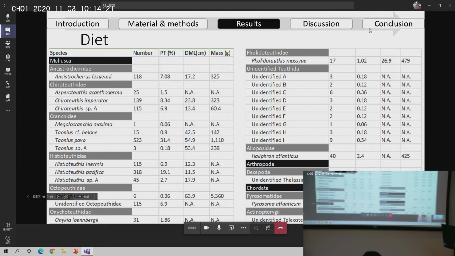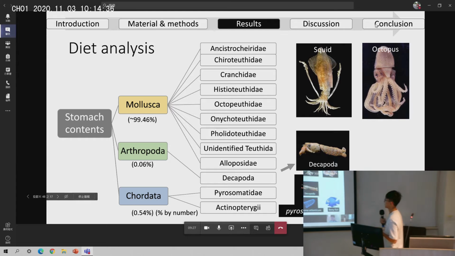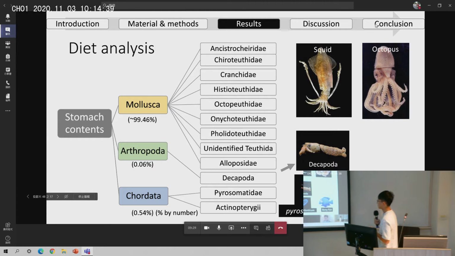The results of the diet list the raw data of this study. You can see the species, number, percentage, dorsal mantle length, and the mass. This is a simplified chart. You can see they mainly eat Mollusca, with small proportions of Arthropoda and Chordata. In Mollusca they have squid and octopus, in Arthropoda they have decapods, and in Chordata they have pyrosomes and bony fish.